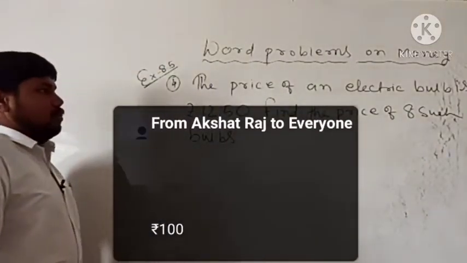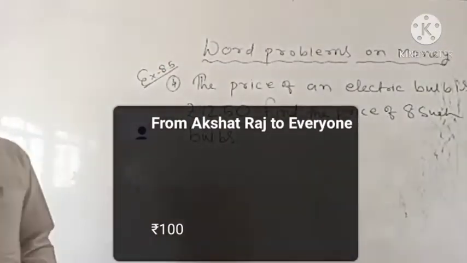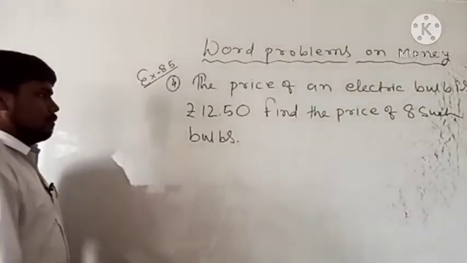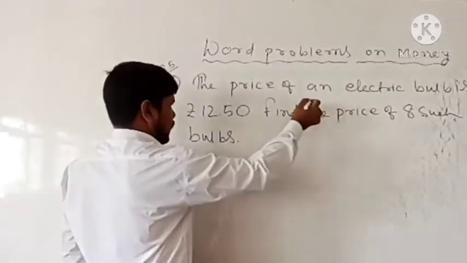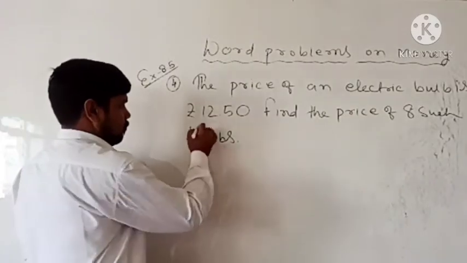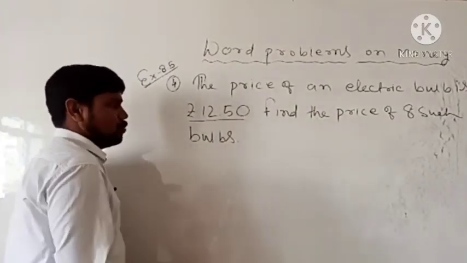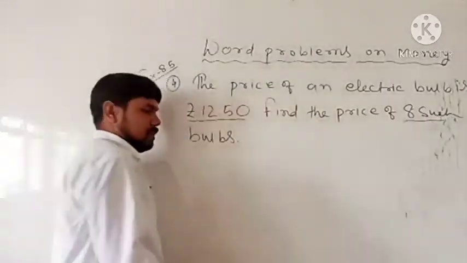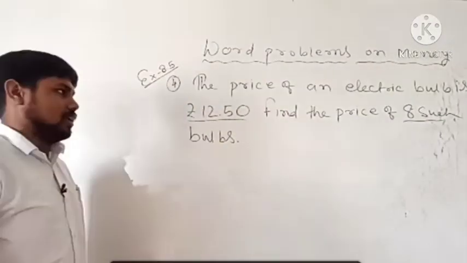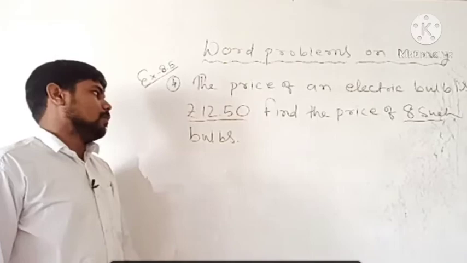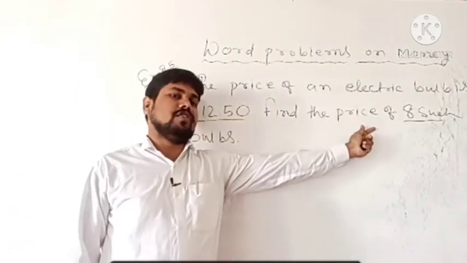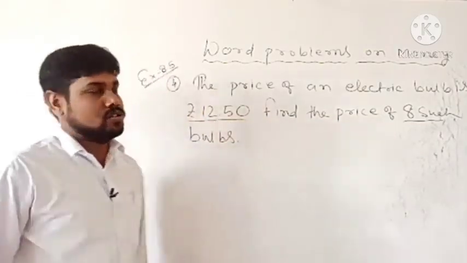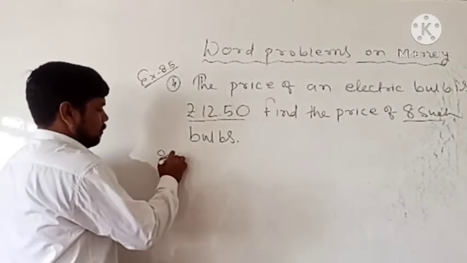So here also very simply you can see the cost or price of one electric bulb is given this much. So what will be the price or cost of 8 such electric bulbs? We'll use the same method, same unitary method. The price of one thing is that, so price of 8 will be that multiplied by 8. So let us see how much the answer will be.